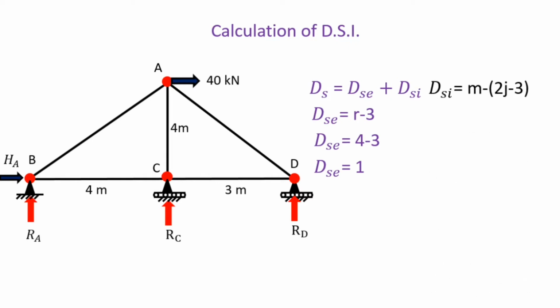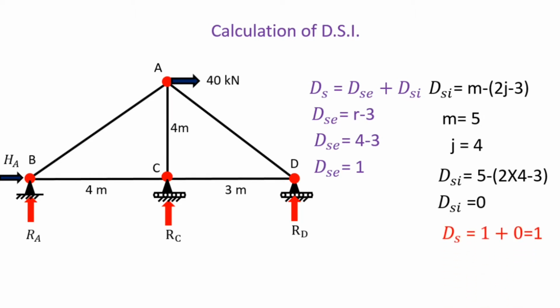Now go for the static indeterminacy internally. The formula is M minus in bracket 2J minus 3. M is the number of members, that is 5, and J is the number of joints, that is 4. So DSI is equal to 5 minus in bracket 2 into 4 minus 3, so that is equal to 0. So total static indeterminacy DS is equal to 1 plus 0, which is 1. From this we can say that this frame is an externally indeterminate structure.